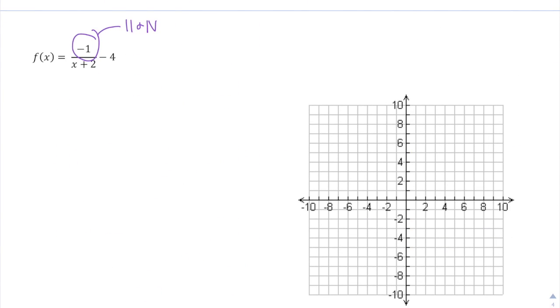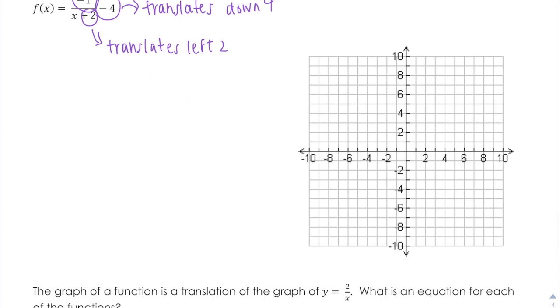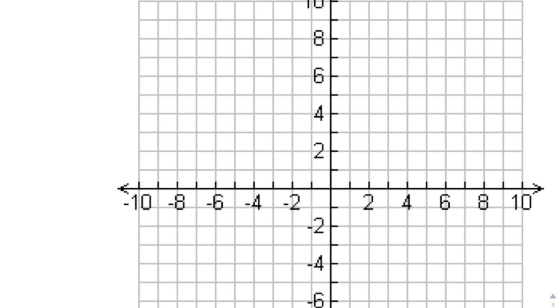Yeah, 2 and 4. The +2 right here tells me it's going to translate not right, but left 2 because it's in the fraction. And the -4 outside tells me it's going to translate down 4. So start with your original, but no, it's going to be in these quadrants. So 1 and 1, 1/2, 2, -2, 1/2.